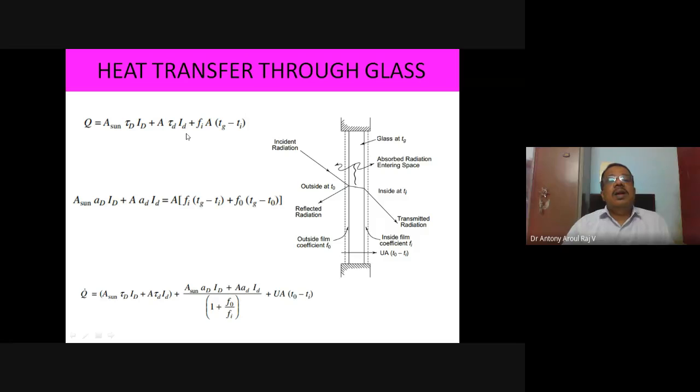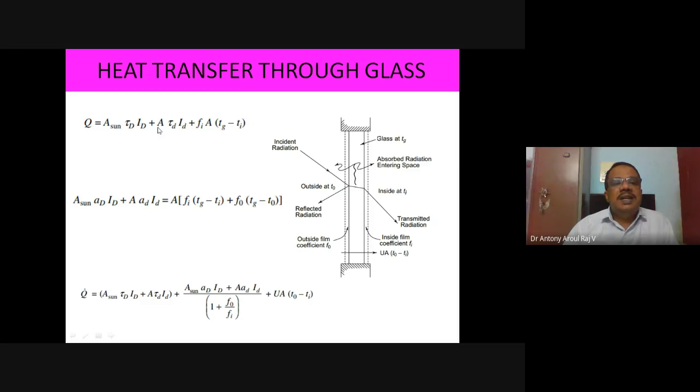So what is the amount of heat entering into the building? Previously I told you it is the transmitted portion plus the fraction entering into the room through convection from the glass surface. Here Tg is the glass surface temperature, Ti is the inside room temperature, A is the area of the glass, and Hi is the inside heat transfer coefficient. This is the amount of heat convected into the building from the glass surface because of its high temperature Tg.